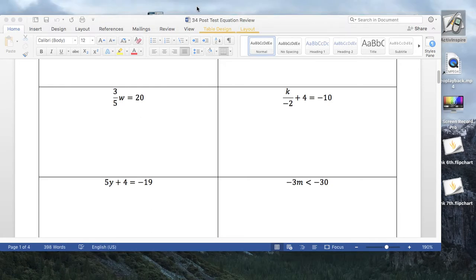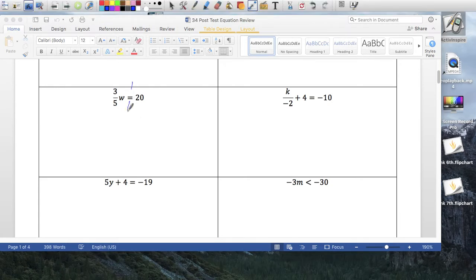Here, okay, make a line, right? So we're going to multiply, remember when it's a fraction, we multiply by the reciprocal, 5 over 3 times 5 over 3. This 5 and this 5, this 3 and this 3 crosses out. And 20 times 5, so this becomes 20 over 1 times 5 over 3. Okay, 20 times 5 is 100 divided by 3. So you know what, I'm going to leave it as a fraction. Or you can change it, but if you left it like this, it would be fine.